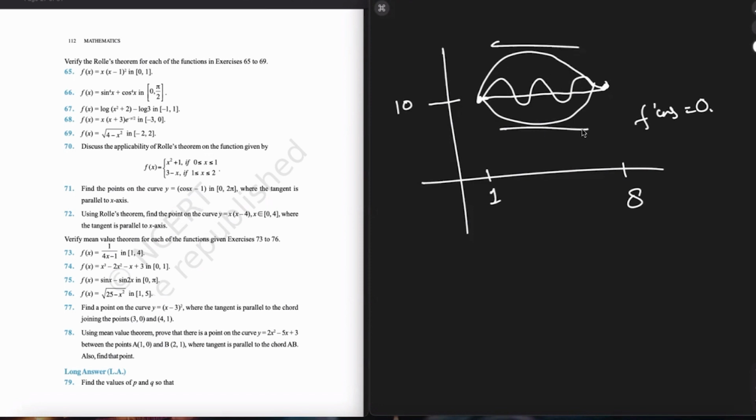So there is at least 1 point. This is the simplest way, right? So there's still 1 point. So we say there's at least 1 point where f dash c is equal to 0. So what is the meaning for this? This is the meaning that the tangent is parallel to x-axis. All right. So understand this concept.